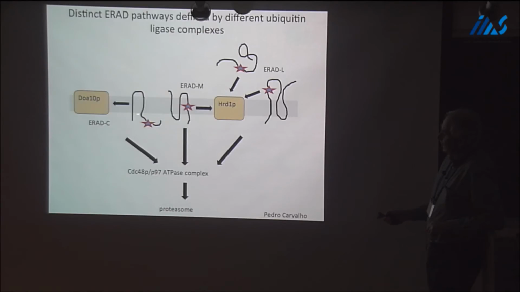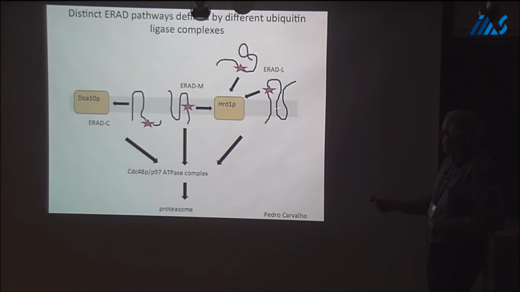If the misfolded domain is in the membrane protein on the cytoplasmic side, there's a ubiquitin ligase involved that is called DOA10. And we call this the ERAD-C pathway, C standing for cytosol. If the misfolded domain is on the luminal side, either in a soluble protein or in an integral membrane protein, these proteins will use the ERAD-L pathway, and the ubiquitin ligase involved is called HRD1. And the same ligase is also involved in ERAD-M, where the misfolded domain is inside the membrane.